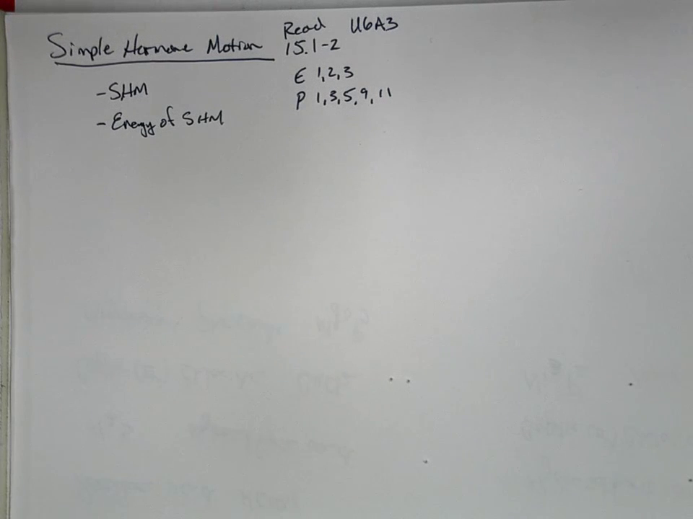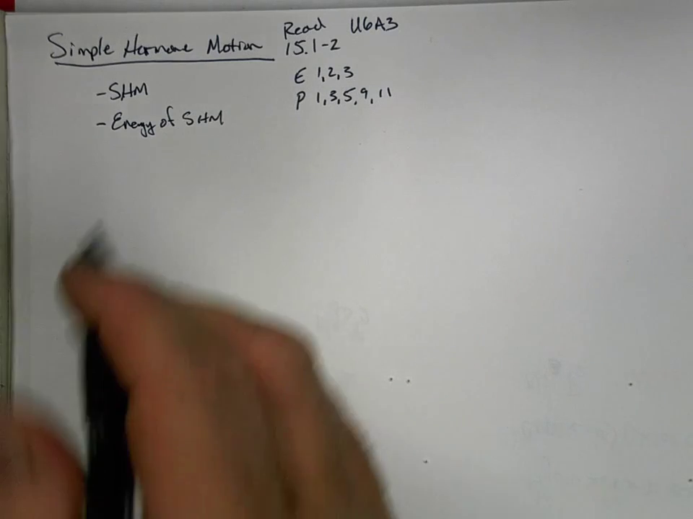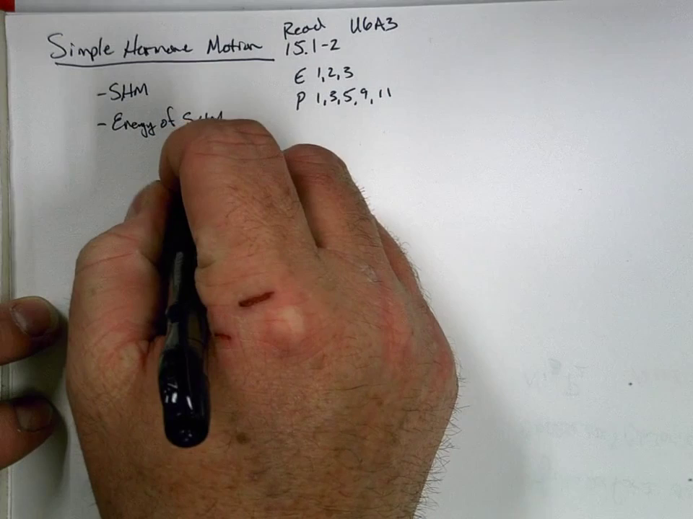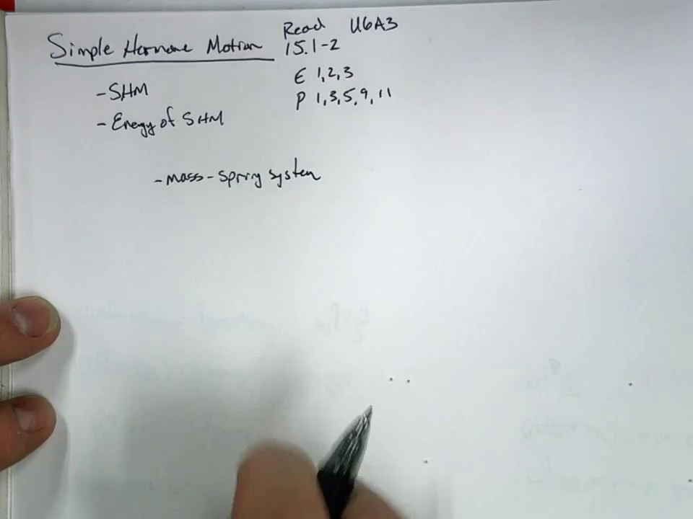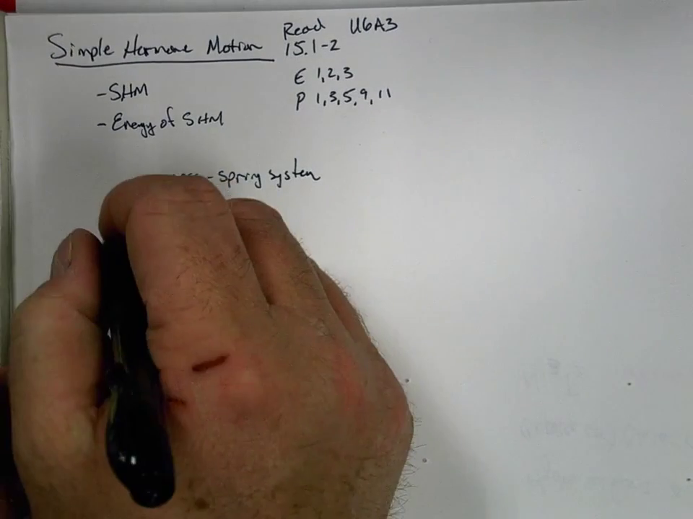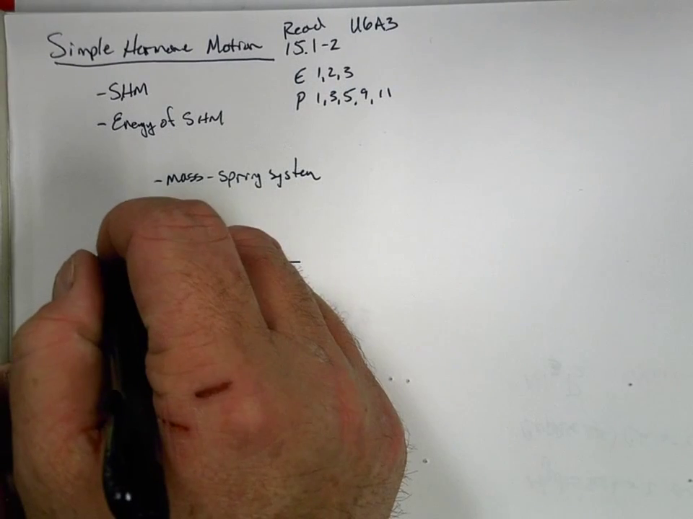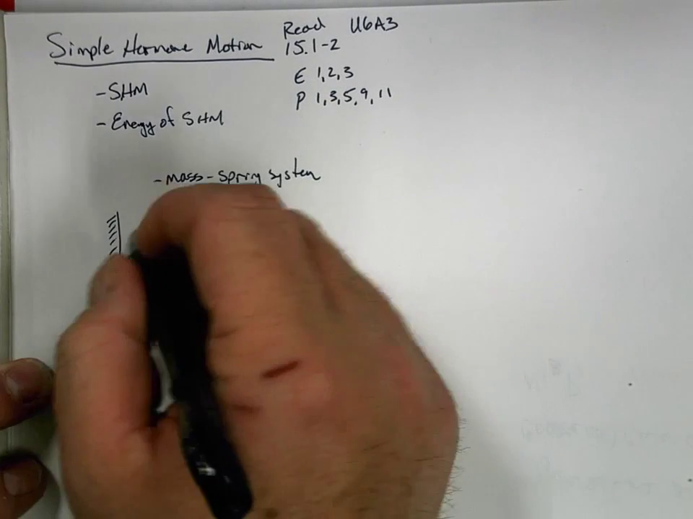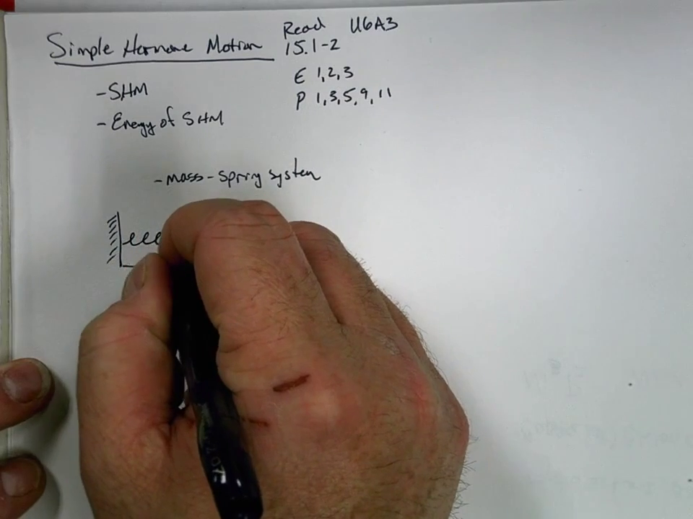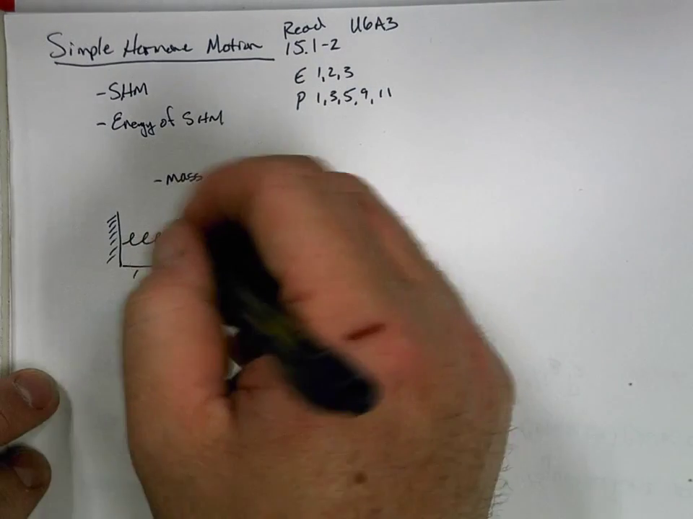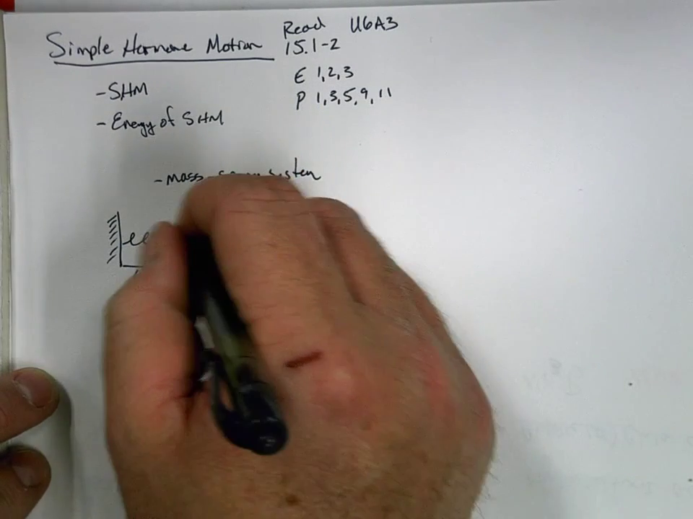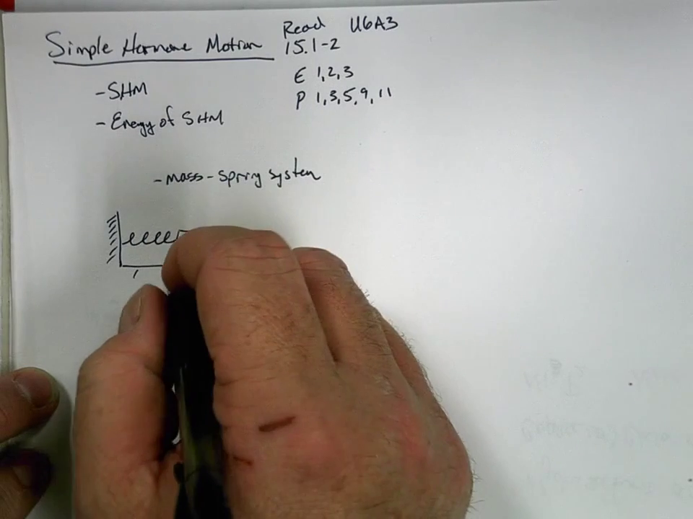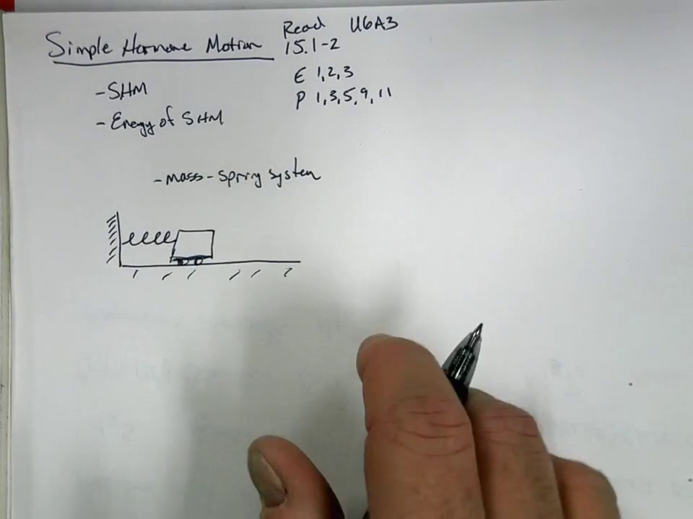All right, we are starting with simple harmonic motion, and I'm going to introduce this with a mass-spring system. We're going to attach a mass to a wall. This mass is, well, it's a crate, and it's on wheels, so there's no friction on the bottom.